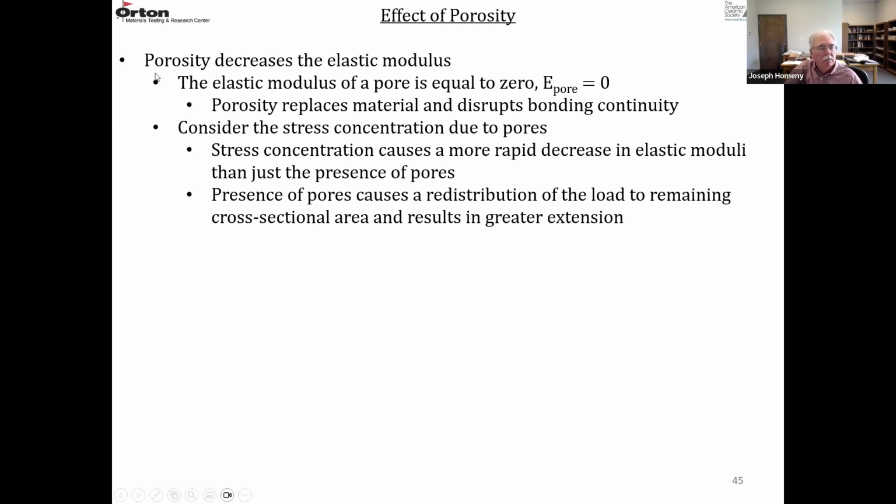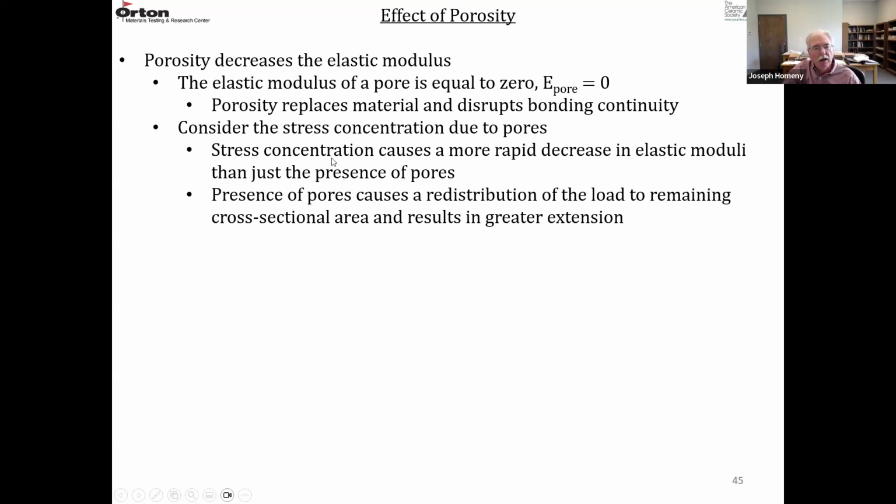So porosity, microcracking, density, and temperature have a strong effect on the elastic modulus. So if you have a pore in a refractory, the elastic modulus of the pore is 0. So porosity is replacing some of the material. It disrupts the bonding in the material. And pores are also stress concentrators.